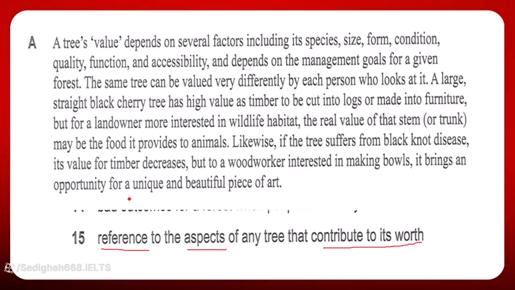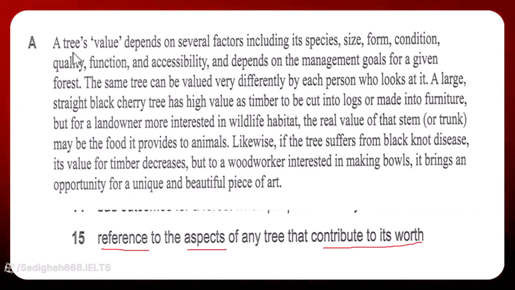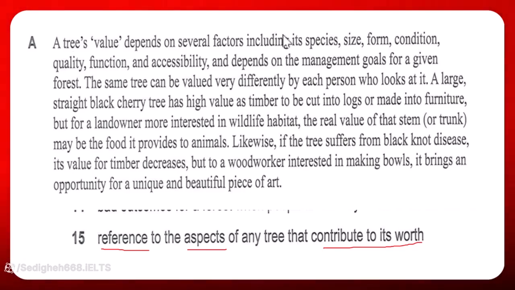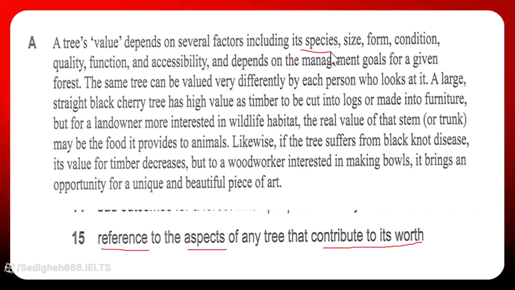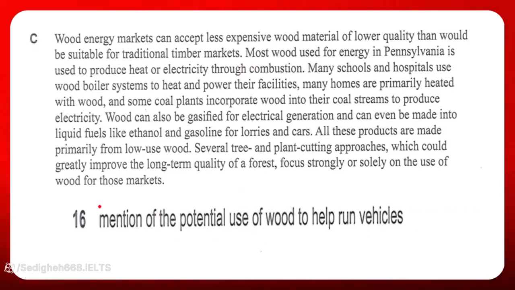Again, we start reading the paragraph from the beginning. Here it says a tree's value depends on several factors, including its species, size, form, condition, quality, function, and accessibility. So here we can see some aspects of a tree. So the answer to this question, 15, is in paragraph A. Question 16.